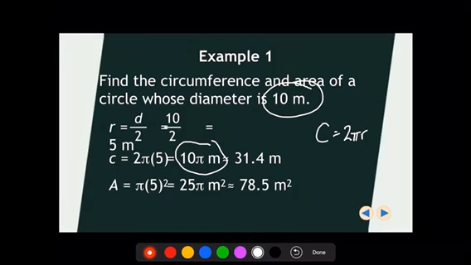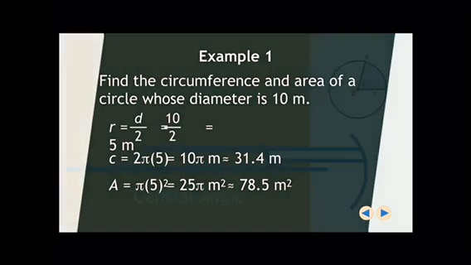So the two formulas that you've got to have written down at this point are circumference, which is 2 pi r, and area, which is pi r squared. Both are related to a circle.